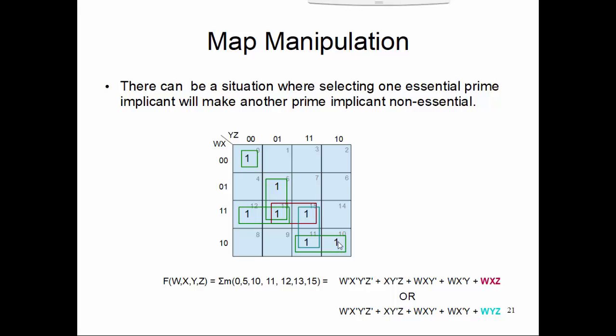Now between the red and blue groups, we need to choose one of them as my essential prime implicant because I need to cover this box 15. I need to cover that min term. So that's why by choice we are either declaring the group of 13, 15 as my essential prime implicant, or we are declaring the group of 15, 11 as my essential prime implicant, and going forward with the reduction process.